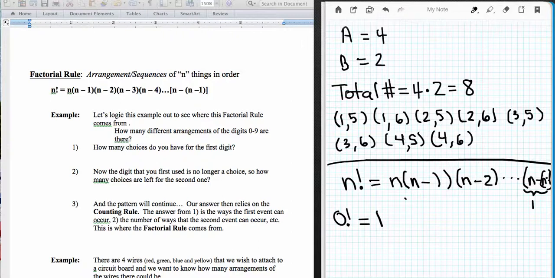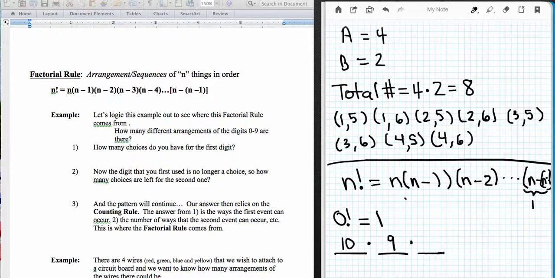How many different arrangements are there of the digits 0 through 9? If I look at the first digit, how many choices do I have of putting numbers in here? Well, I could choose 0 or 1 or 2 or 3 or 4 or 5 or 6 or 7 or 8 or 9, and that means there would be 10. But once I've chosen the first digit, let's say I choose the 9 first, now I only have 0, 1, 2, 3, 4, 5, 6, 7, or 8 to choose from. I only have 9 digits to choose from.